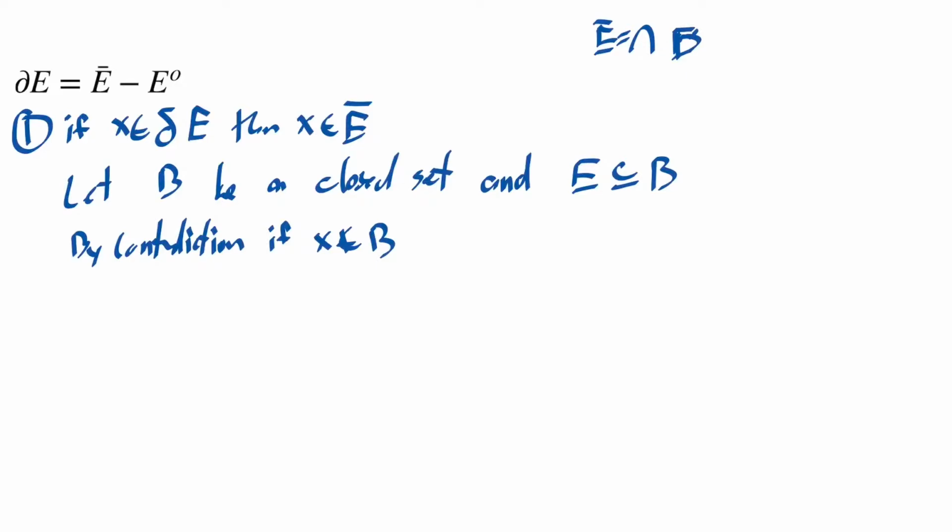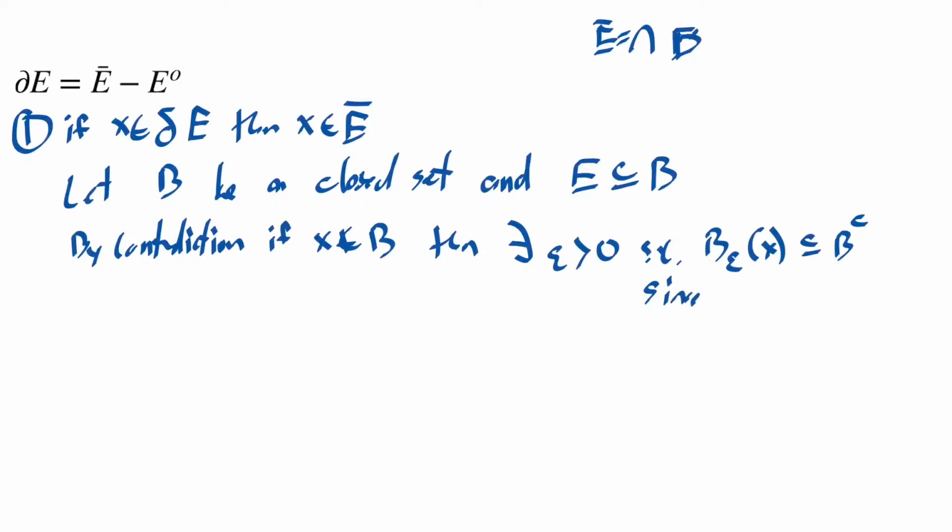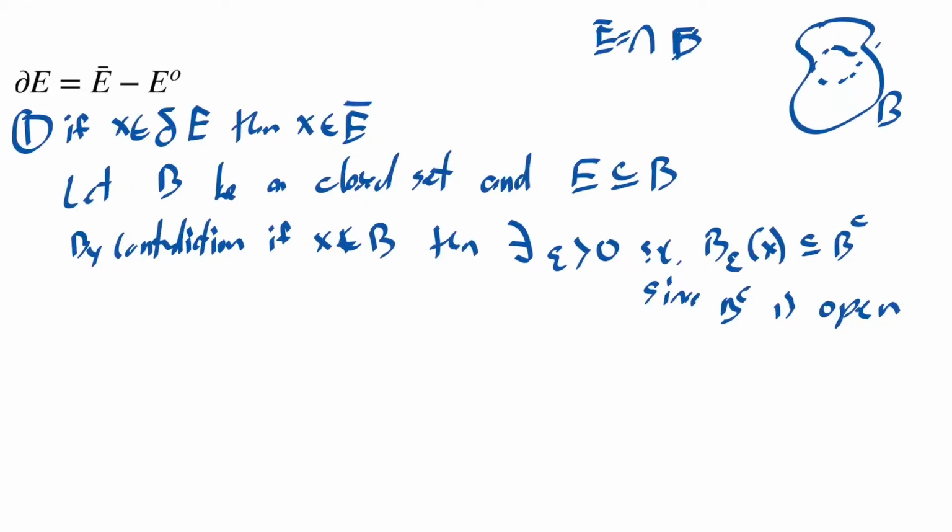this closed set, then there would have to exist some epsilon greater than 0 such that B sub epsilon of X is a subset of B complement, since B complement is open. So I took some closed set around E. So let's draw my picture here. So here's E, and here's some closed set B.